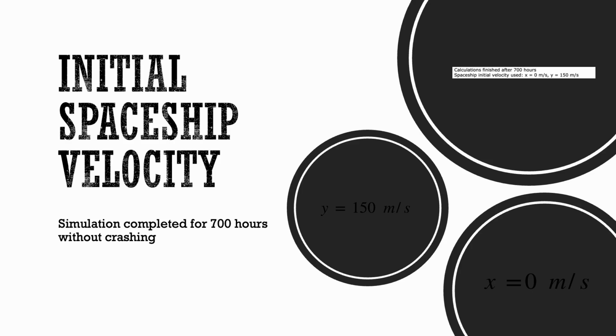For my simulation, I chose an initial velocity of 0 meters per second in the x direction and 150 meters per second in the y direction. Using these values, the spaceship completed the entire 700-hour simulation without crashing into either the moon or the planet. During the simulation, the moon continued orbiting the planet while the spaceship followed a curved path that was influenced by the gravitational pull on both objects. Even though the spaceship did not make a perfect figure-8 orbit, it clearly demonstrated that both the moon and the planet affected its motion, which satisfied the objective of the lab.